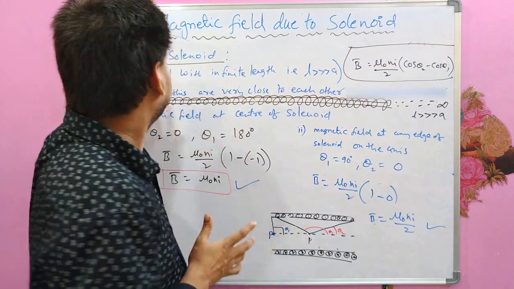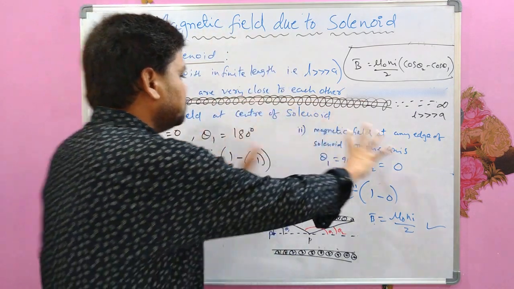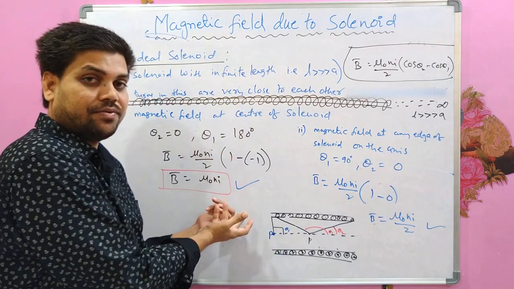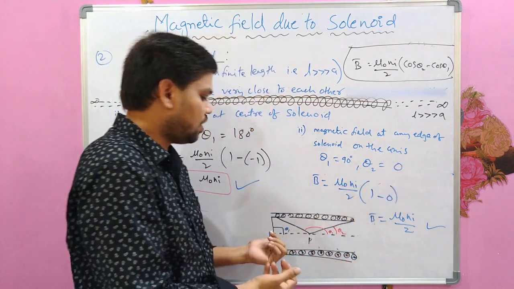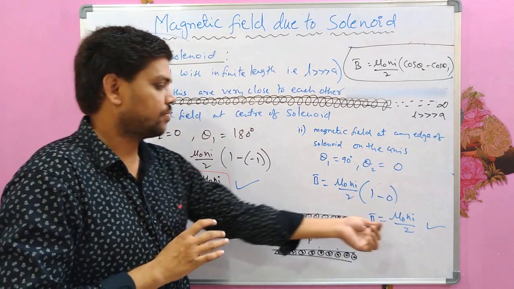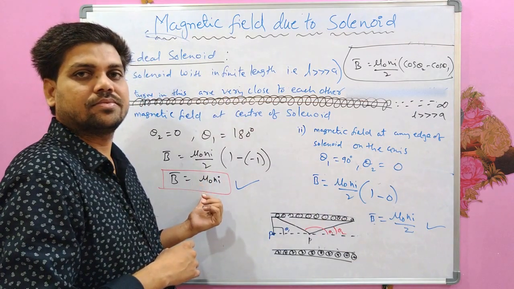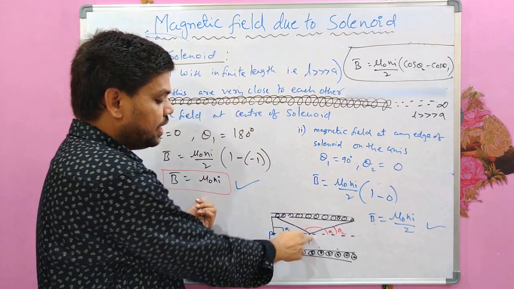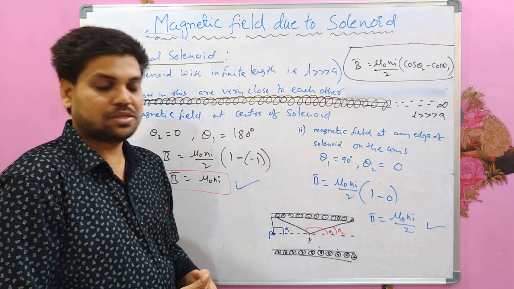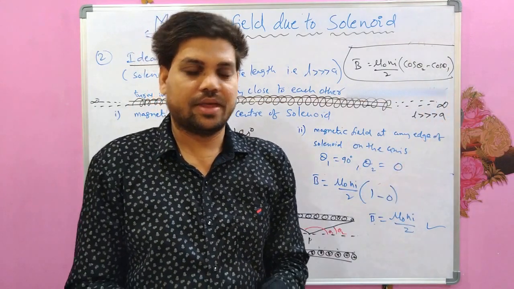Okay, so in the case of ideal solenoid, we have taken two special cases. The center of the solenoid is how much magnetic field, at the edge of the solenoid how much is the magnetic field. Both are on the axis of the solenoid. And this is half of this. At the center it is mu naught Ni, at the edge it is mu naught Ni by 2. Which means at the center the magnetic field is larger than at the edge.